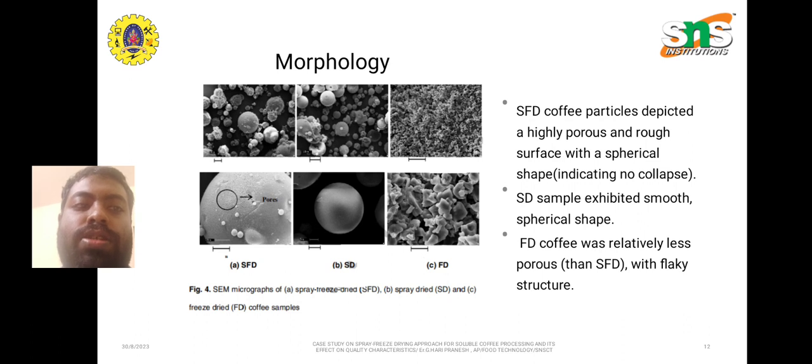According to the morphology, spray freeze dried coffee particles depicted a highly porous and rough surface with a spherical shape. The SD sample exhibited a smooth and spherical shape, while freeze dried coffee was relatively less porous than SFD, with a flaky structure. Here is the diagram where you can see the morphologies.